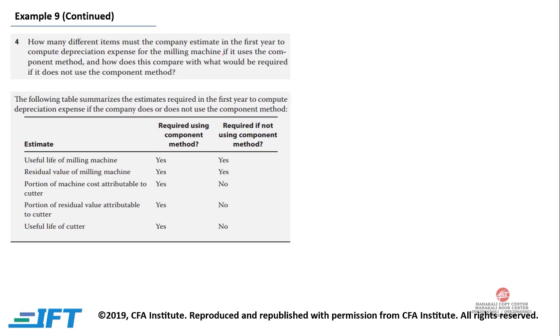How many different items must the company estimate in the first year to compute depreciation expense for the milling machine if it uses the component method? How does this compare with what would be required if it does not use the component method?